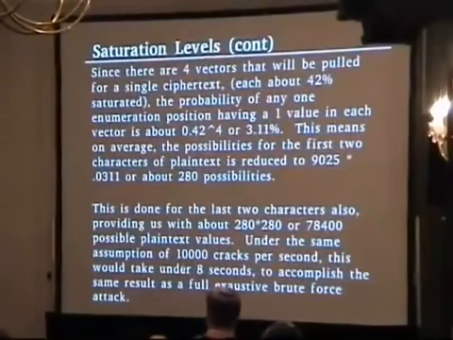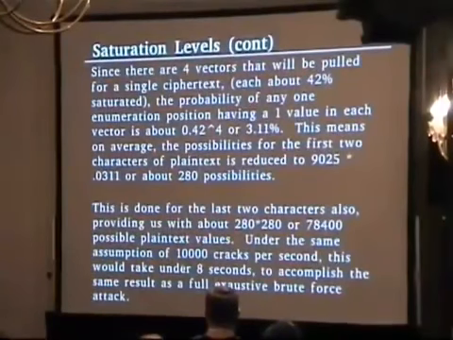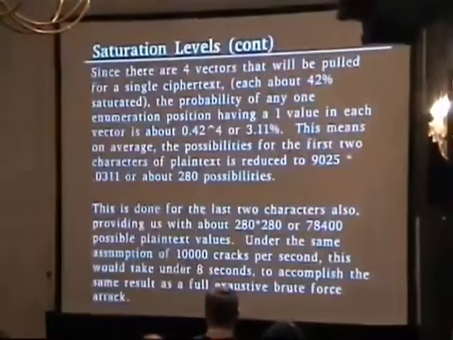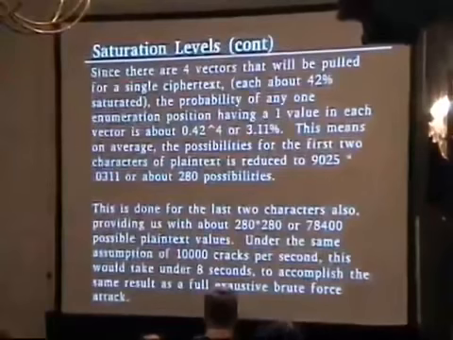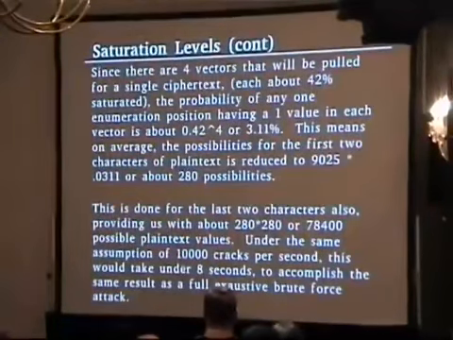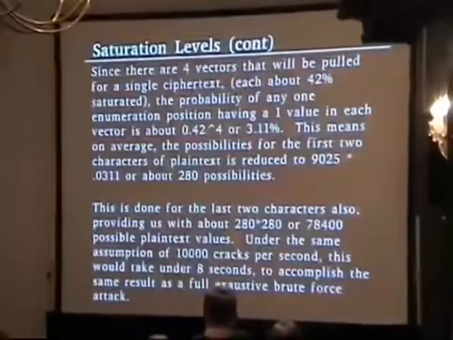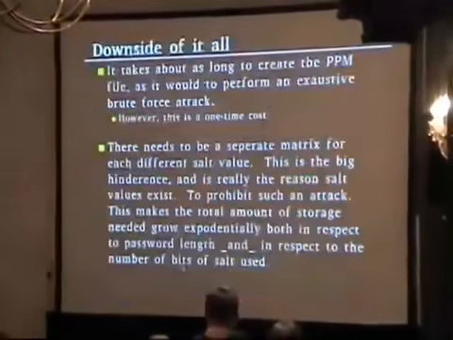You can do the same thing for the second 2 characters. So 280 times 280 is about 78,000. Now you only have about 78,000 plaintext values that you've got to crack through. And since you can get 10,000 cracks per second, that's our assumption on an average machine, it would take under 8 seconds to do the same thing as a full exhaustive brute force attack.